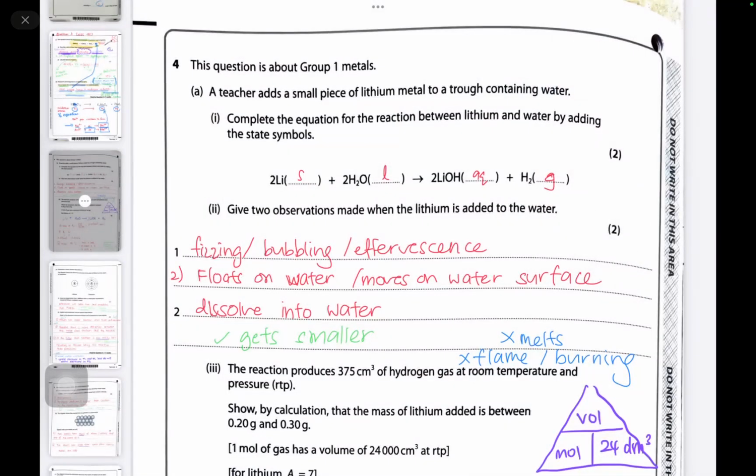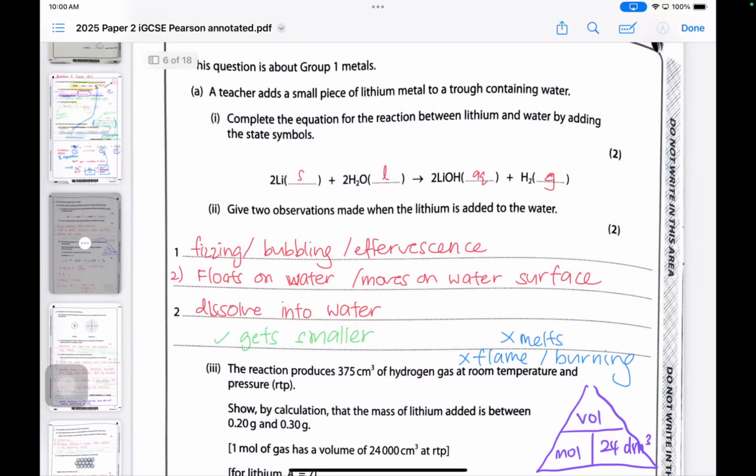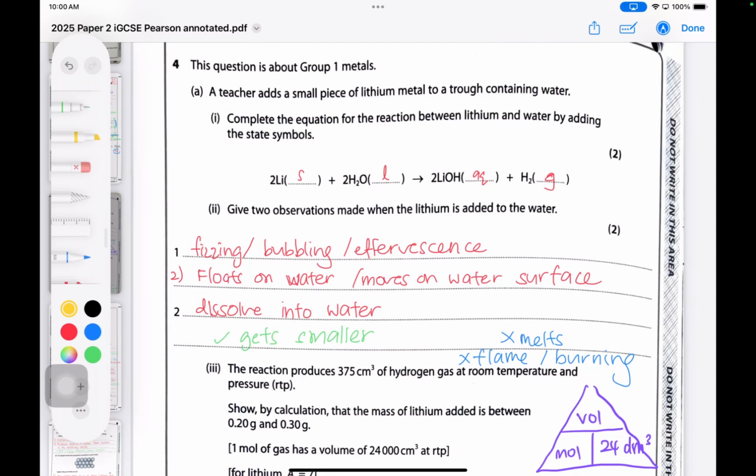Alright, so for the first part of the question, we're going to look into a piece of lithium in the water, and they want you to include the state symbols. If you are looking at the brackets given to you after the chemical formula, what they essentially want you to write is the state symbol.